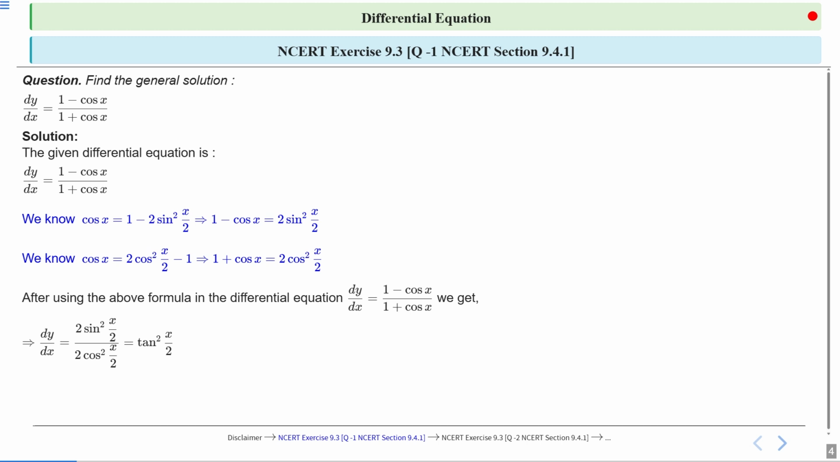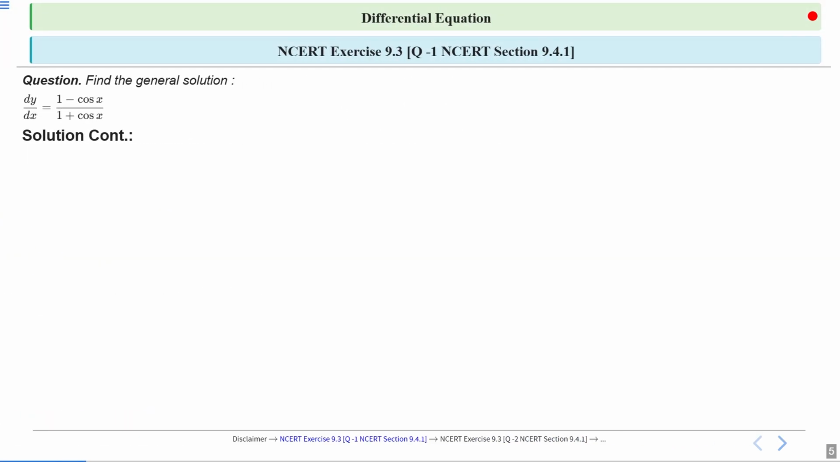As we know, sin x by cos x is tan x, so sin square x by 2 by cos square x by 2 becomes tan square x by 2. Now we can write tan square x by 2 as sec square x by 2 minus 1. So now we separate the variable. On separating the variable, we have dy is equal to sec square x by 2 minus 1 dx.